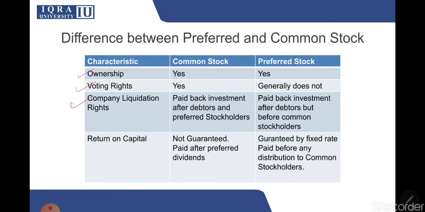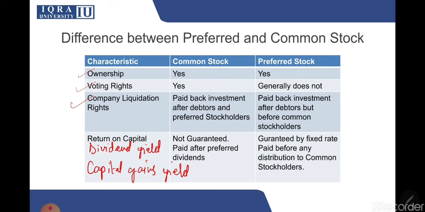Then return on capital. If you are a common stockholder, there is no guaranteed return. The return of shares comes in two forms. Number one is dividend yield. And two is capital gains yield. So the return of stock comes in two forms. Number one is if the company directly distributes its profit.